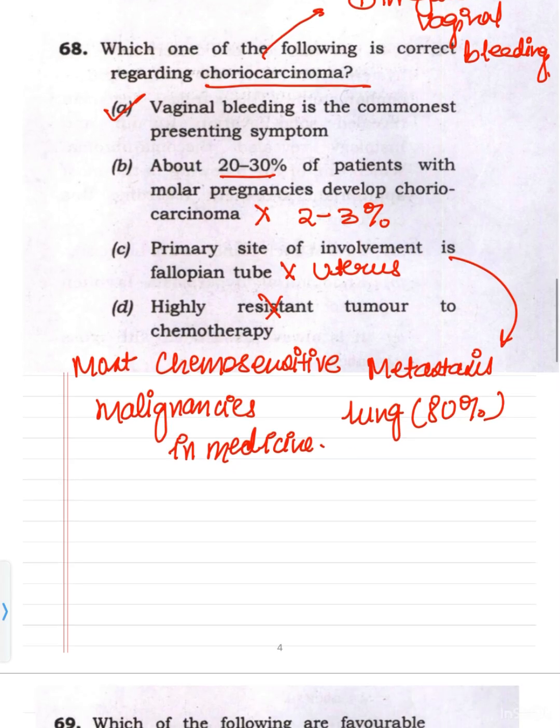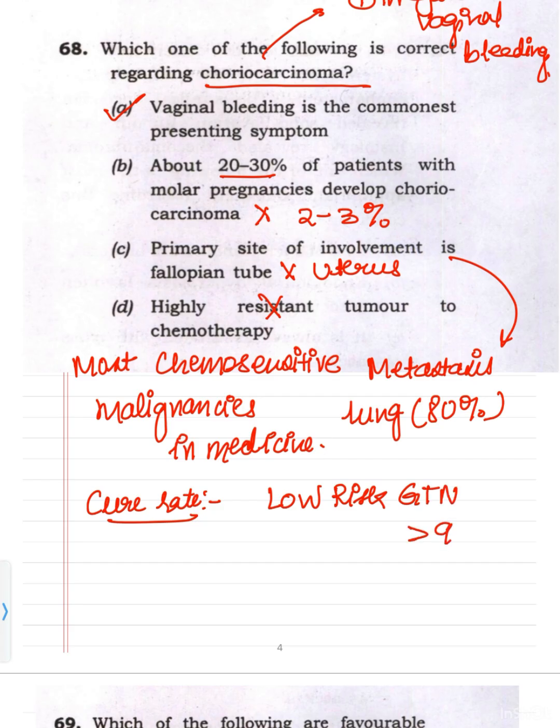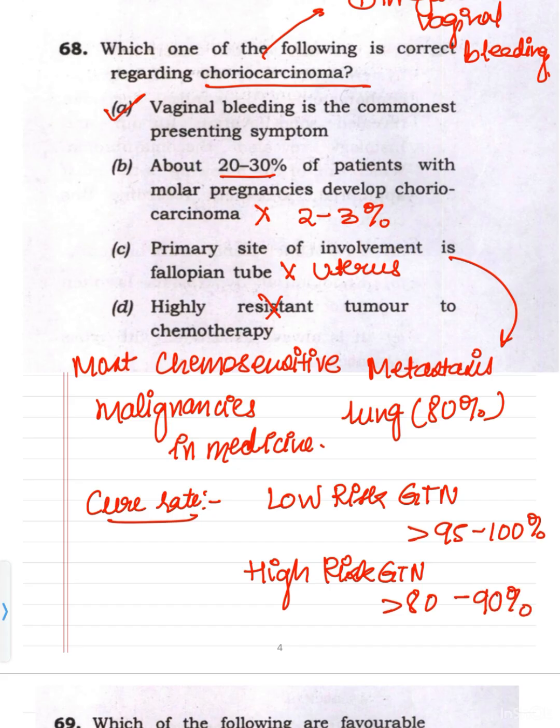That the cure rate in case of low risk GTN, because of chemotherapy, is more than 95 to 100%. And if it's high risk GTN, because of chemotherapy, it is more than 80 to 90%. So such is the sensitivity for the chemotherapy for the choriocarcinoma. So the correct answer will be vaginal bleeding is the commonest presenting symptom.